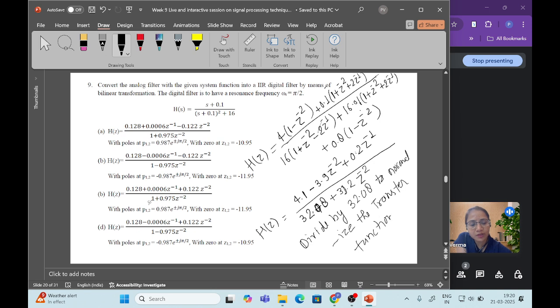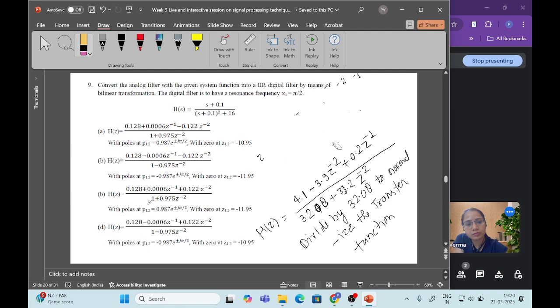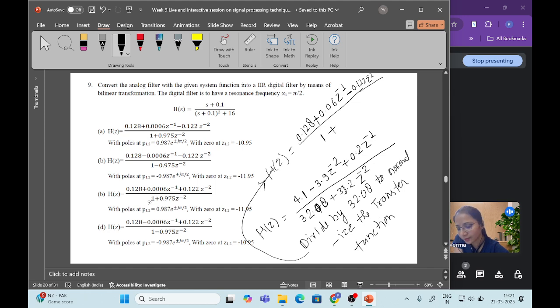So if you just divide it, I'm writing here the final transform H of z is equal to, if you divide by 32.08 in the denominator and numerator, you will get 0.128 minus 0.06 z inverse, minus, sorry, here it is plus, minus 0.122 z to the power minus 2, and here similarly 1 plus 0.975 z to the power minus 2.